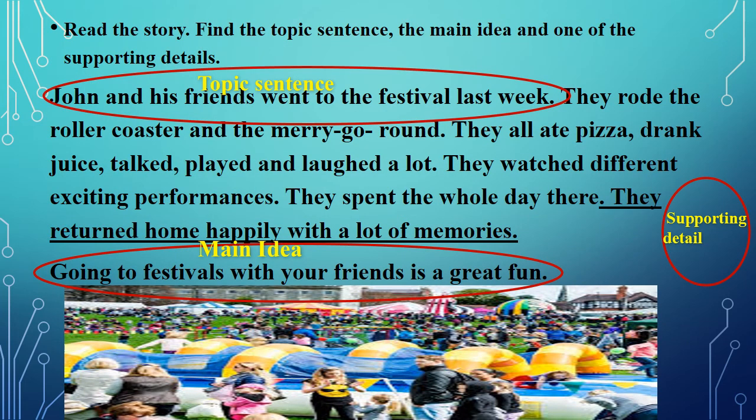The topic sentence is the first one. John and his friends went to the festival last week. And the main idea comes at the end to give you the conclusion of this text, the result or the outcome. Going to festivals with your friends is a great fun. So this is what the author wants you to know. One of the supporting details that proves this idea: they returned home happily with a lot of memories. So here we got the topic sentence, the main idea, and one of the supporting details.